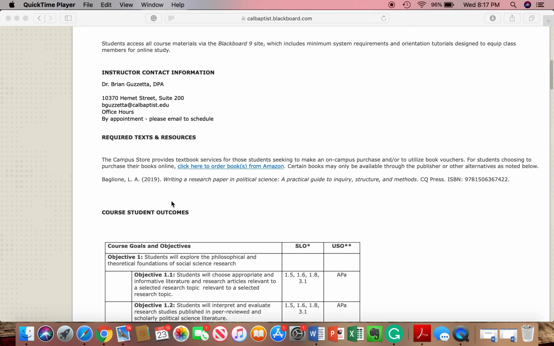Hopefully by this point you have got your textbook, Writing a Research Paper in Political Science: A Practical Guide to Inquiry, Structure, and Methods. Hopefully some of you enjoy the price of this book and the size of this book. I know as a student myself, those were always two of the topics that I liked. But I think you're going to, on the other hand, really enjoy this book. It's short and concise. It gets to the point. There's not a whole lot of filler. It's an easy read, and it has a lot of valuable information. So hopefully you've already worked through that, but we're going to be relying heavily on that book.